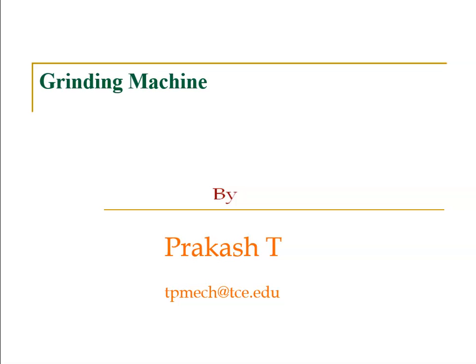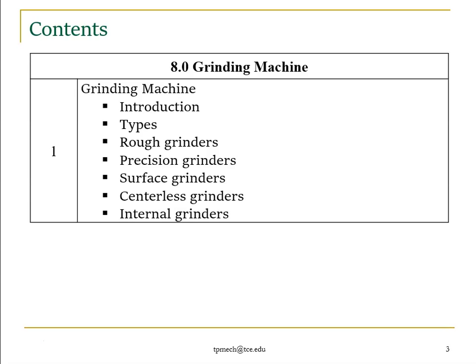So today's agenda is to complete types of grinding machines. It's a machine tool, right? We are going to discuss the introduction of grinding machine and types of grinding machine. Among rough grinders, we are going to discuss the floor and bench grinder. Among precision grinders, we are going to discuss three main grinders: one is the surface grinder or surface grinding machine, the second is the centerless grinder or centerless grinding machine, and the third is the internal grinder or internal grinding machine. So these are the topics we are going to complete.